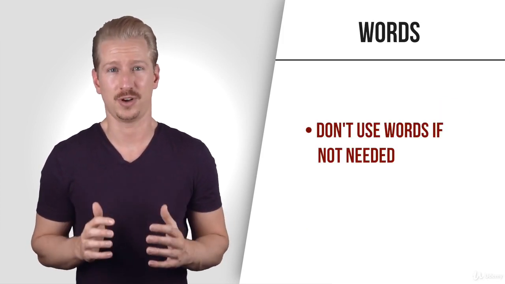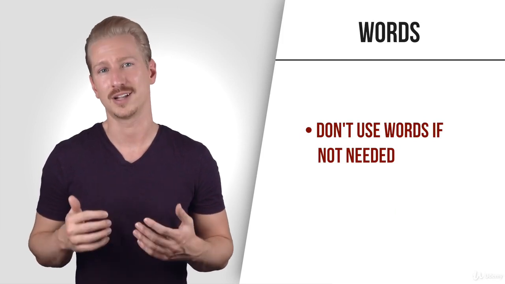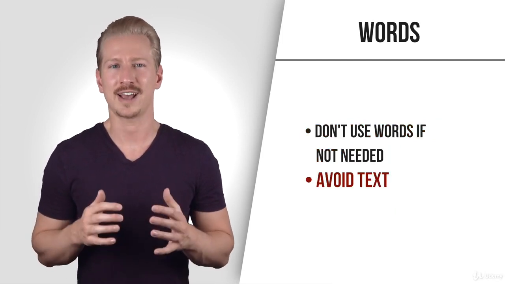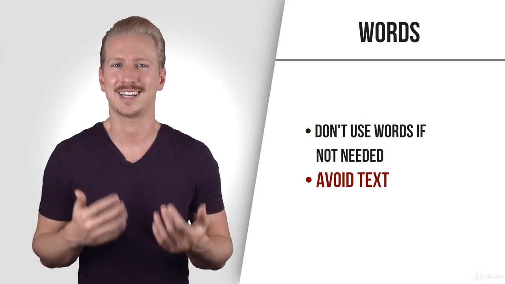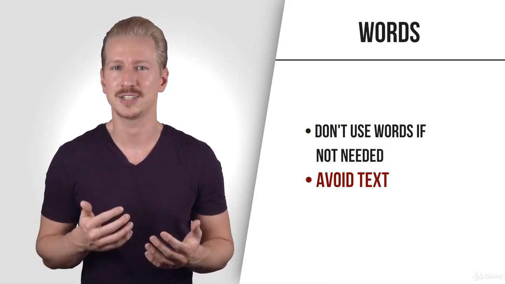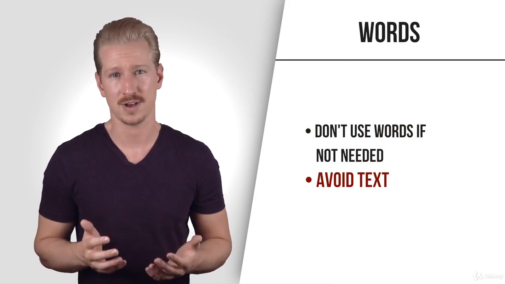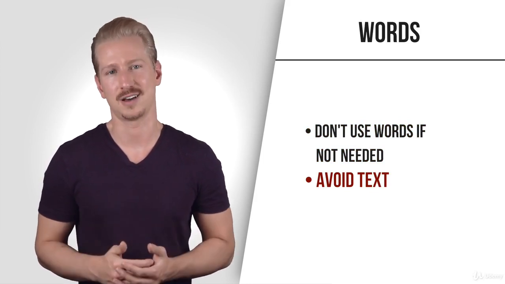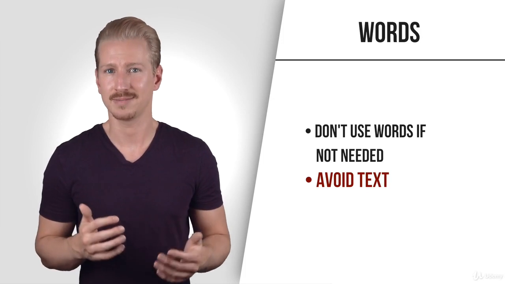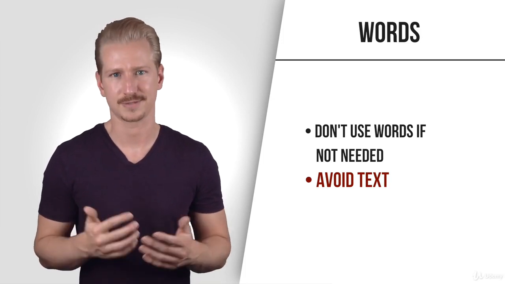Do not use words in your app icon unless they are a crucial part of your already established brand's logo. When creating an app icon, we want to avoid text as much as possible, for the simple reason that it will be very hard to read. There are only very few apps that actually have text on their icon. Burger King and Amazon being two examples.